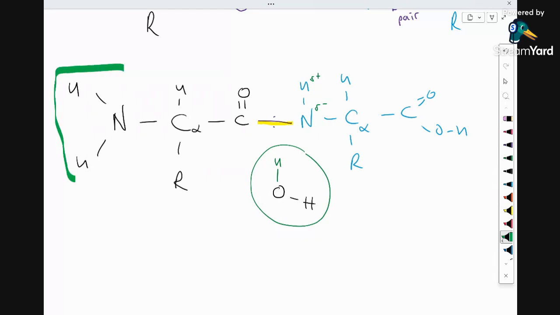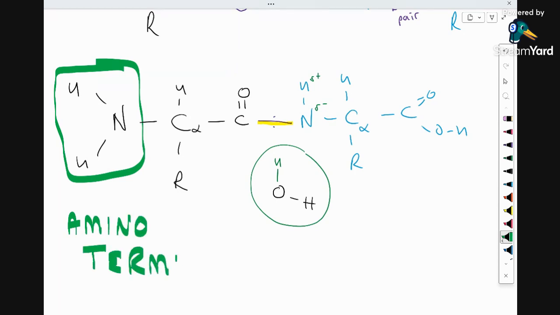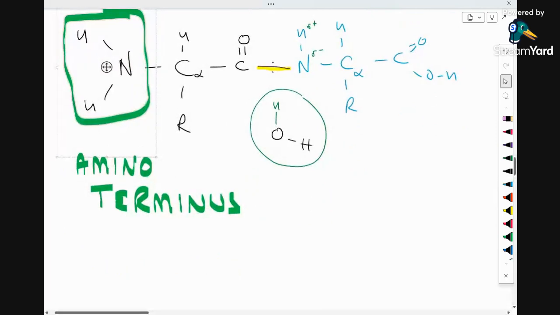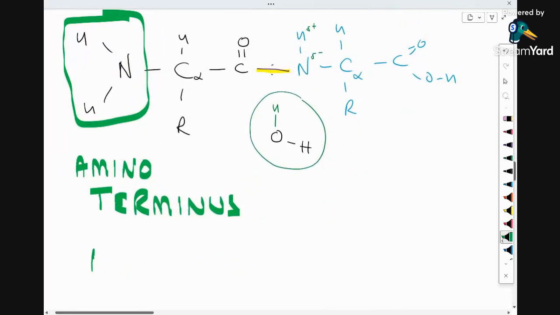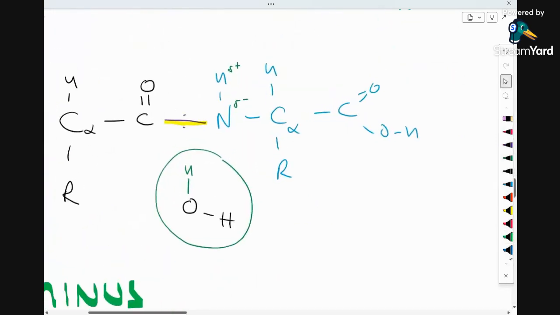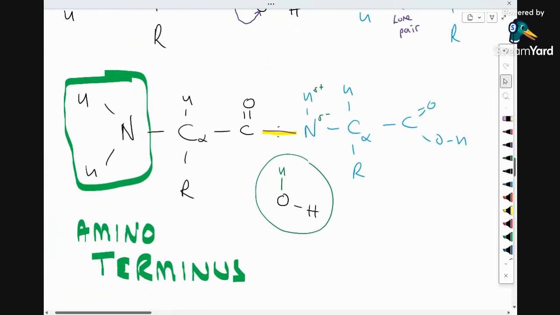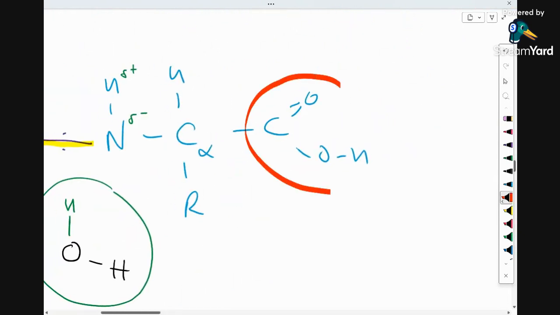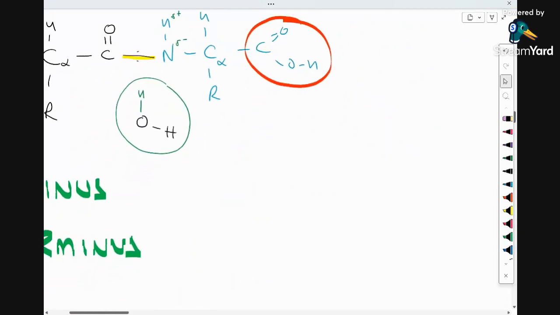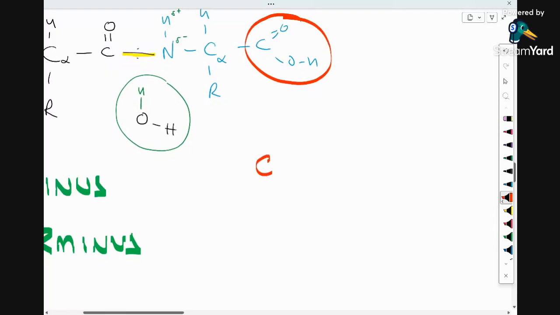On one end, the sort of first amino acid that went in has the amino group sticking out the end. So it's called the amino terminus. Okay, or it's referred to in sort of biochemistry lingo as the N terminus. At the other end of the protein or the polypeptide, bearing in mind we could have hundreds of amino acids stuck together, we have our carboxylic acid group sticking out. So this is called the carboxyl terminus or the C terminus.